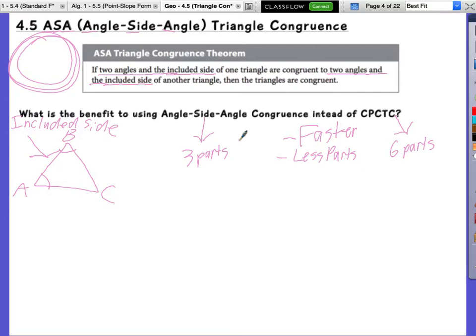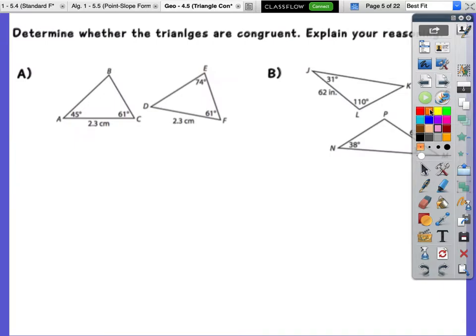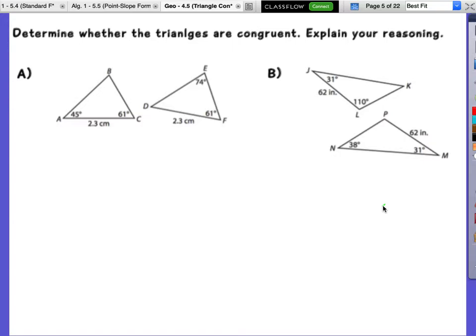Questions on this? The initial introduction of it. Okay, we'll move on to right below this. Let's look at letter A. Letter A, bottom left of your page, right above C. We're going to determine whether these two triangles are congruent and explain our reasoning. So we have triangle ABC, triangle DEF. What do we know about these triangles so far? Let's identify any corresponding parts that might be congruent. Angle C and angle F are congruent, so we'll put one arc there.